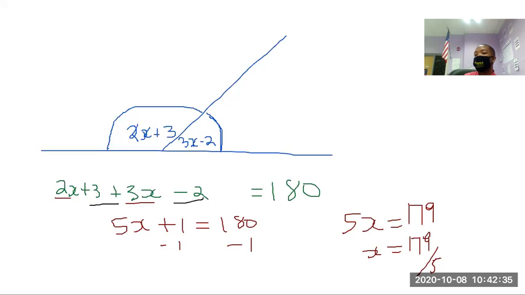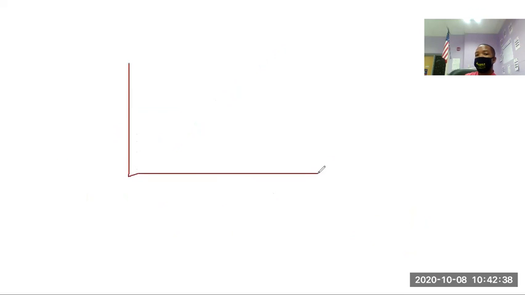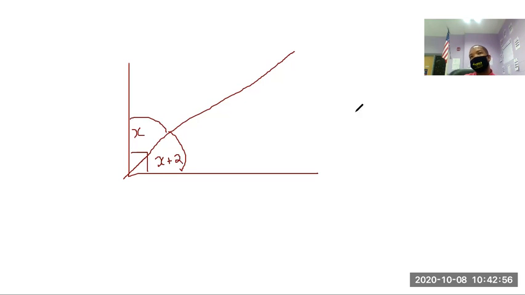Let's look at another thing. If we had a 90-degree angle and I split it, and I say this one is x and this one is x plus 2, so what is x? X plus x plus 2 equals 90.